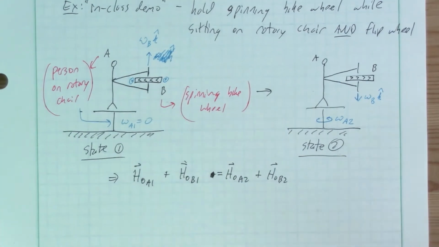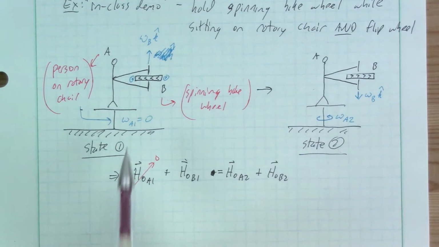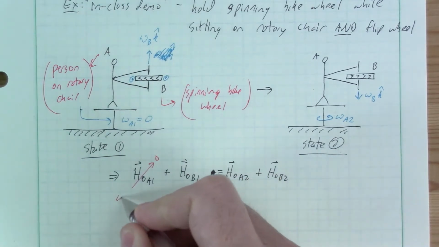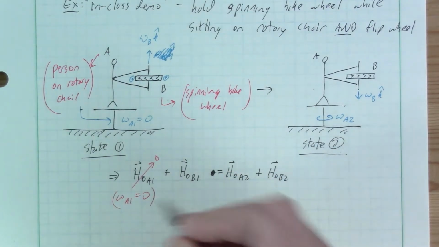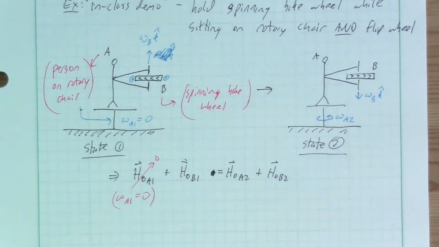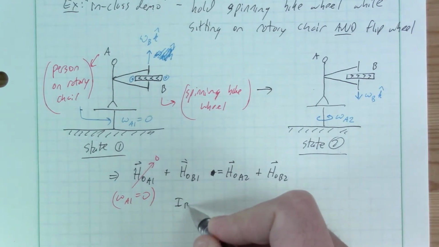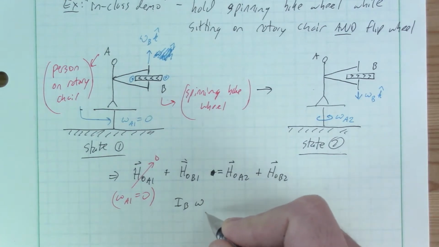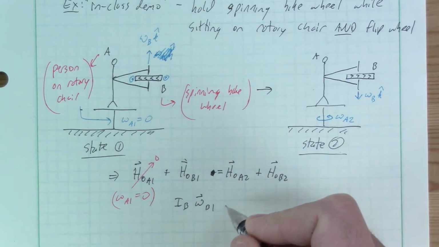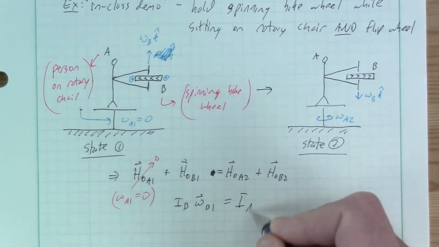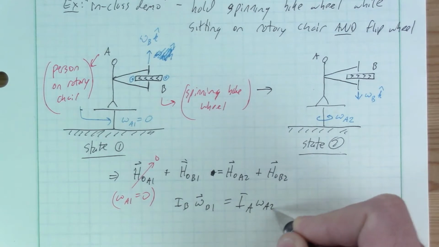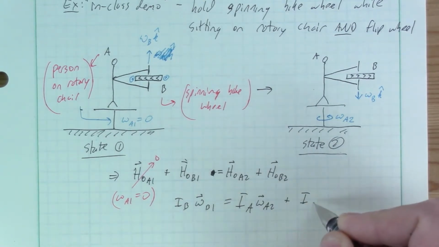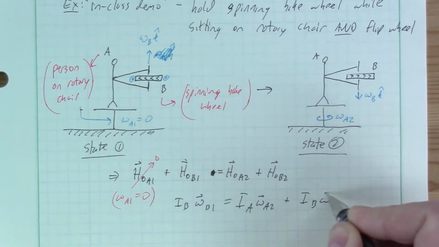Okay, this first one is 0, right? Because we've assumed omega A1 is 0. No rotation there at the beginning. And then, well, let's plug everything in, right? So this would be the moment of inertia for B, omega B1 equals I, the moment of inertia for the person, omega A2, plus the moment of inertia of B, omega B2.